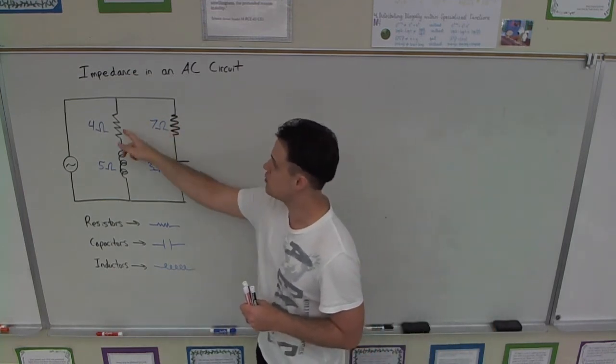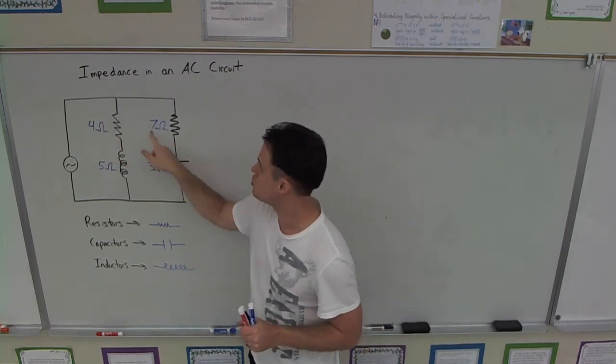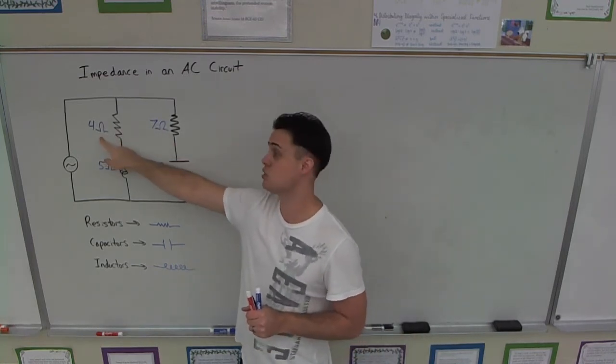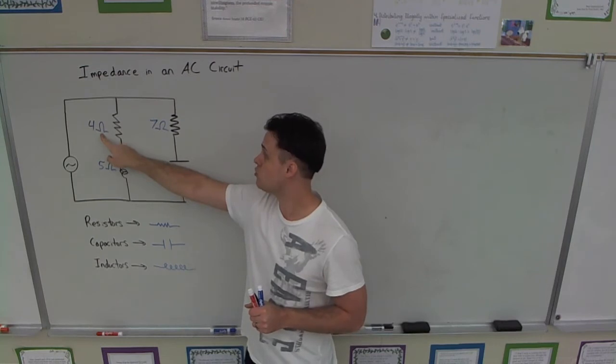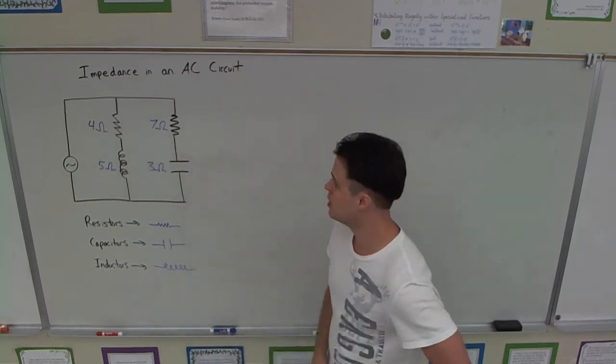Resistors, the simplest kind of circuit component, have a resistance, and that's measured in ohms. That's what this weird Greek omega symbol is. That's the units. So this one we're going to say is 4 ohms. This one's a little bit more resisting the electrons, so it's 7 ohms.